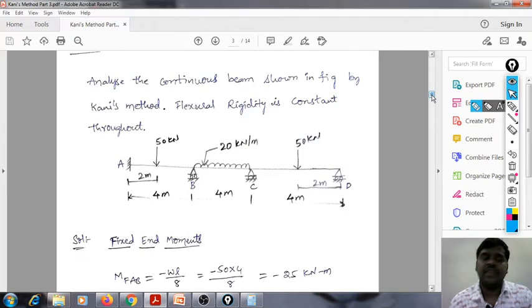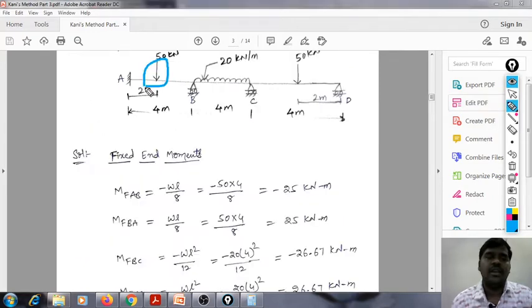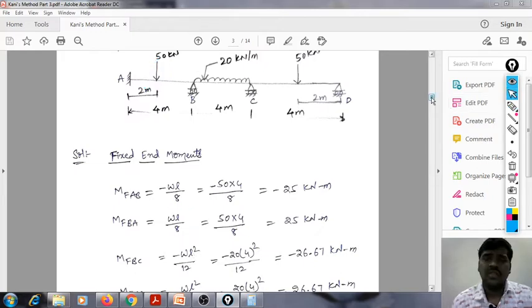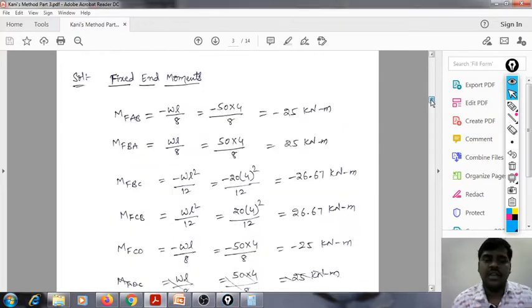If you consider MFAB, here AB has a point load at the middle, so the formula is minus WL by 8. And MFBC, this is a UDL of 20 kN load, and MFBC will be minus WL squared by 12. This is what we know regularly. Many problems have been done by the students. In the same manner we will be finding the fixed end moments for CD and also DC.